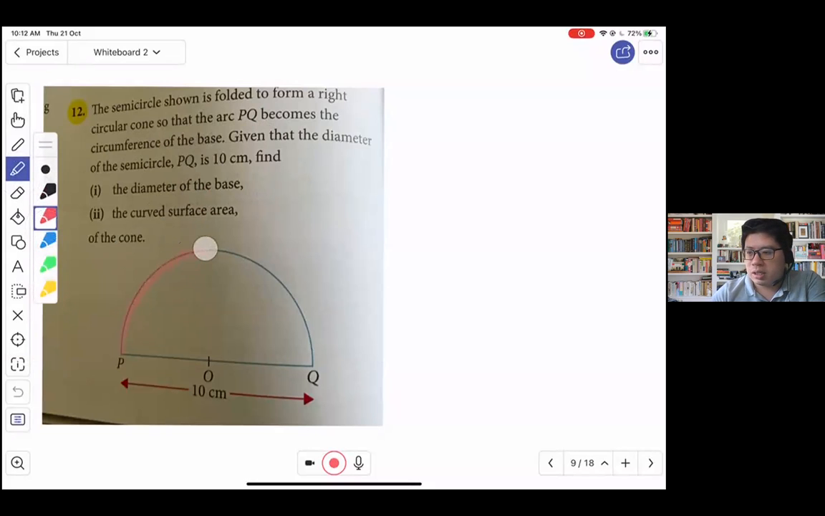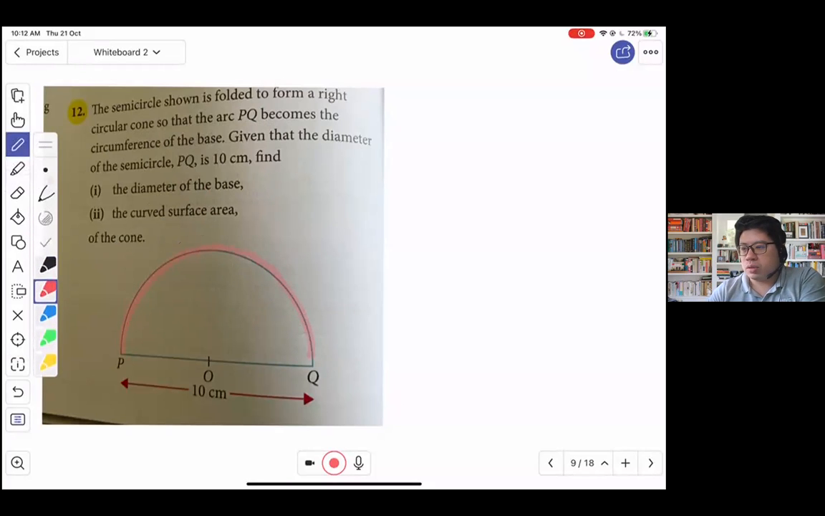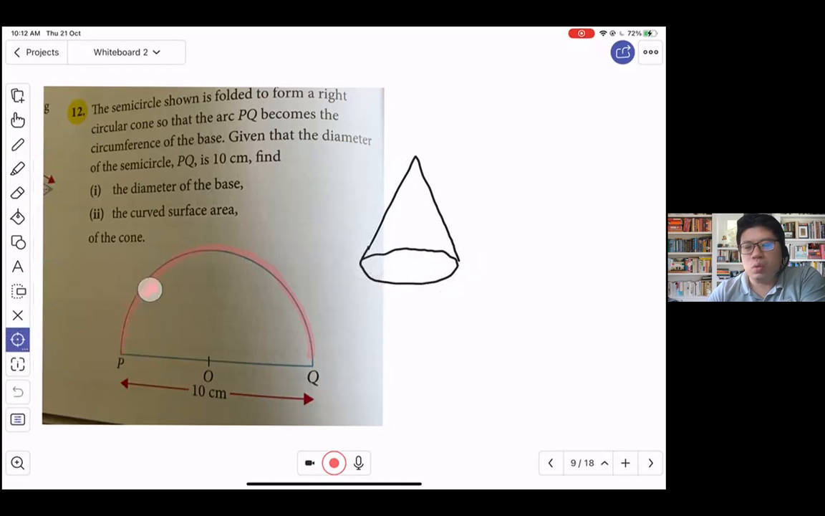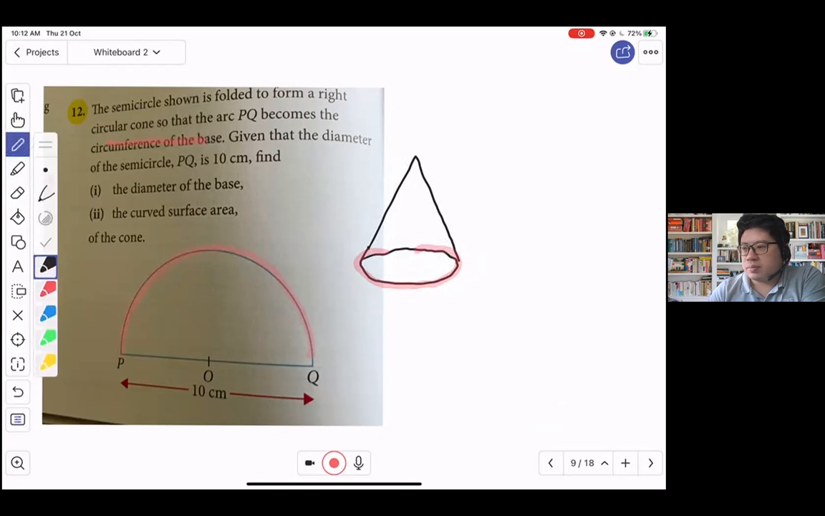is this semicircle, this arc here, we're going to fold it such that it gives you a cone. Okay, so the cone will look something like that. There'll be another cone. You're folding this to give you a cone. And the same arc PQ will form the circumference of another base. This is what I'm saying. This will be the semicircle. And you are taking this to fold it together.